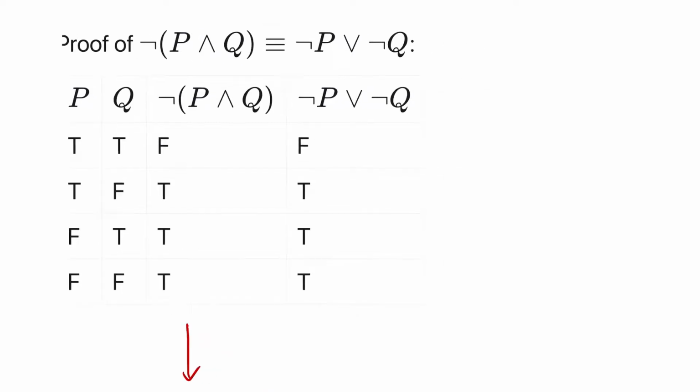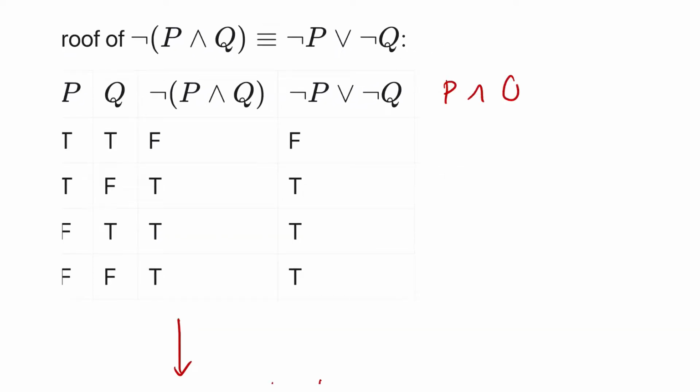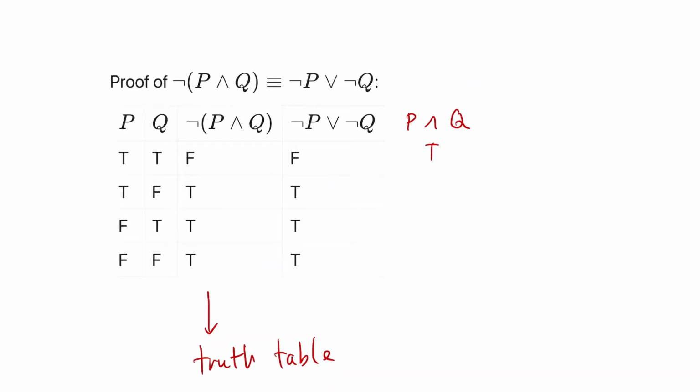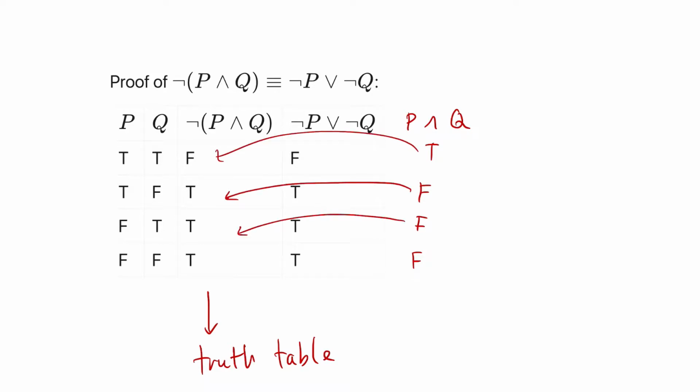If we're just looking at P and Q, this would be true, false, false, false, right? Because the way we've defined P and Q is that it's only true when both are true. Since we're taking the negation of it, we flip them all over here. Is that okay?